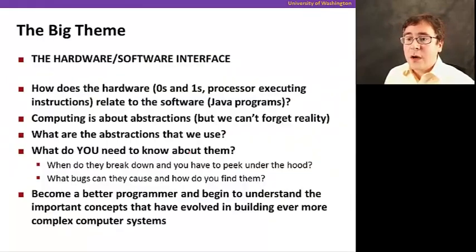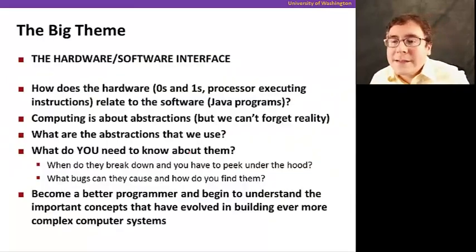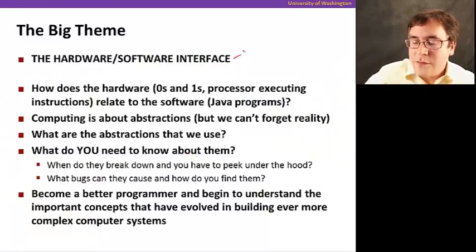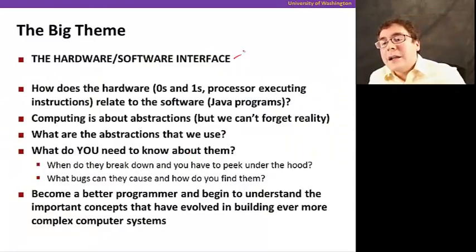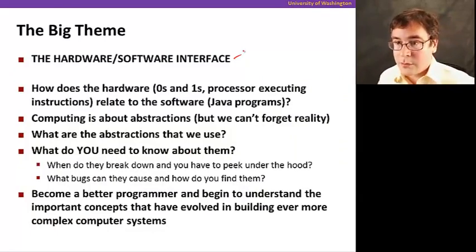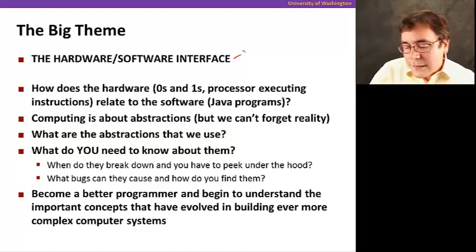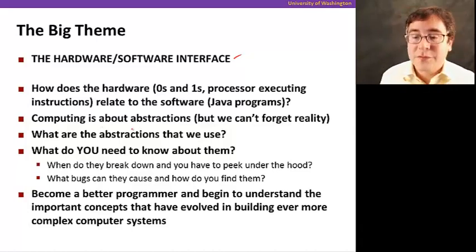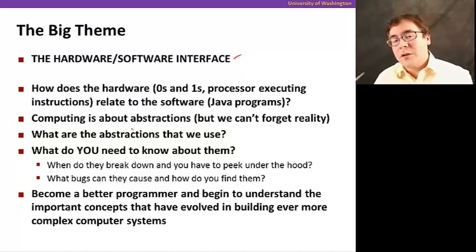A big theme in this class is the hardware-software interface. That includes how the hardware, in other words zeros and ones and a processor executing instructions, relates to software, for example your Java program. The other part of this theme is that computing is about abstractions. Computer systems are complex. In order for humans to understand and design effective computer systems, we need abstractions. So computing is a lot about abstractions.